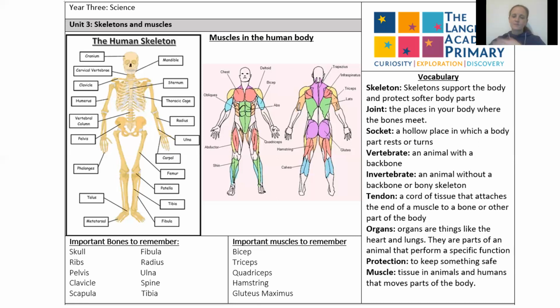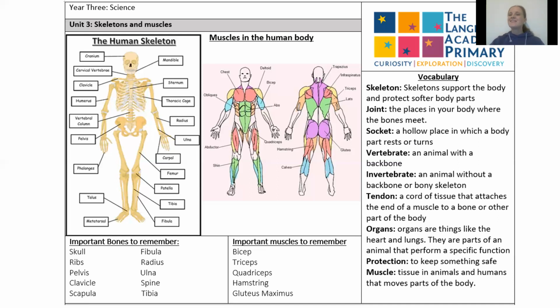Vertebrate. A vertebrate is an animal with a backbone. Now, an invertebrate is an animal without a backbone or a bony skeleton. So that's invertebrate.